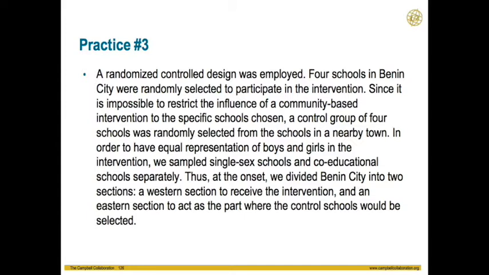Exactly. Randomly selected, and they just split the city into east and west, and said, okay, the west side is going to be the intervention, east side is control, but they called it a randomized controlled design. Well, up above, they say the control group's coming from a nearby town. Exactly. So all of this is to say that coding 2 simple items, which seem like they should be easy, often are not as easy as they seem.